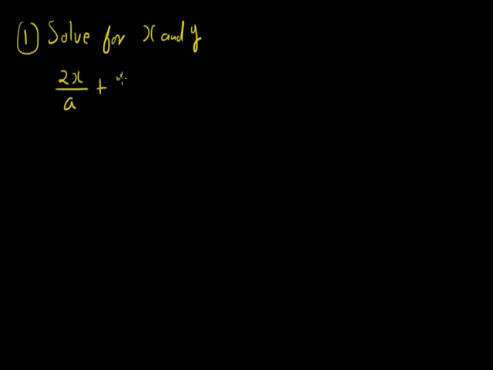So we start with the first problem. Solve for x and y. 2x upon a plus y upon b is equal to 2. x upon a minus y upon b is equal to 4. We have to solve these two equations and find the values of x and y.